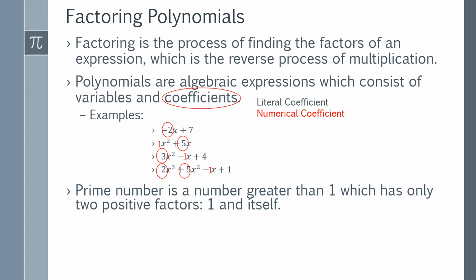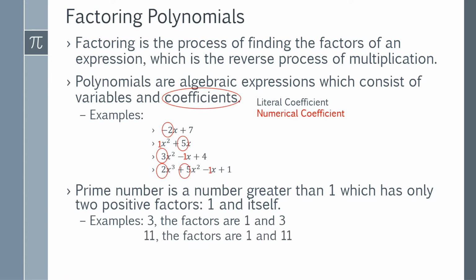Prime number is a number greater than 1, which has only 2 positive factors, 1 and itself. Examples. 3 is a prime number. Ano ang factor ni 3? Factors are 1 and 3. Because 1 times 3 is 3. So, ang factors ay dalawa lang. That makes it a prime number.